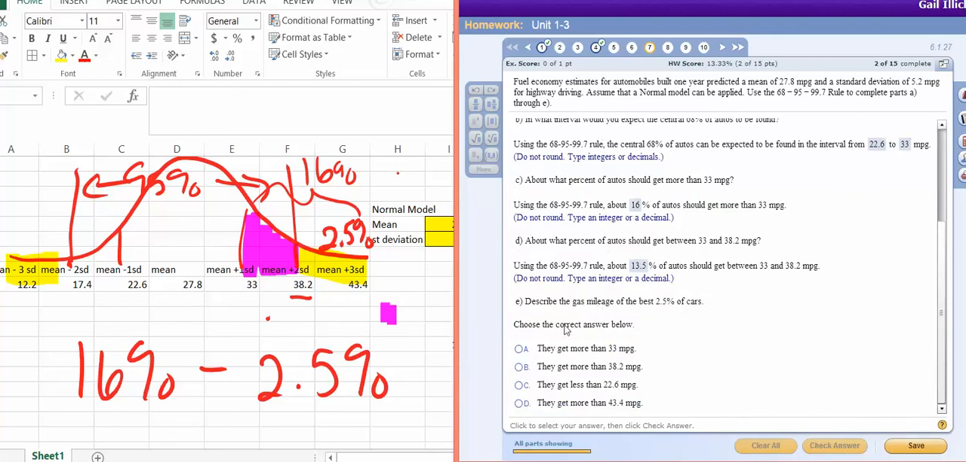Okay, now describe the gas mileage of the best 2.5%. We just talked about this, right? The best 2.5% is going to be more than 38.2 miles per gallon, because that is anything beyond 2 standard deviations. So that's going to be choice B there.